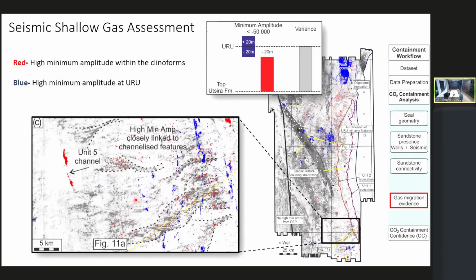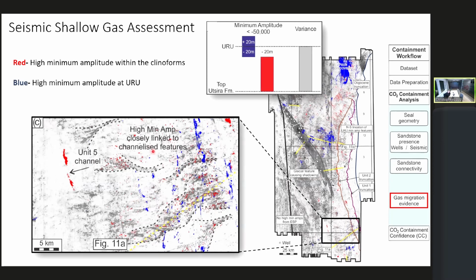We also used seismic evidence of shallow gas as a proxy for sandstone connectivity. If we could show gas that we thought had migrated into its current place, then those paleo migration pathways could be reused by CO2 during injection. So it's obviously something we wanted to avoid.